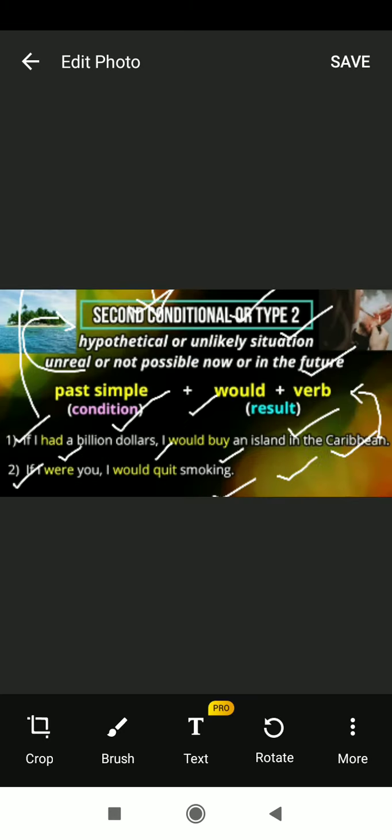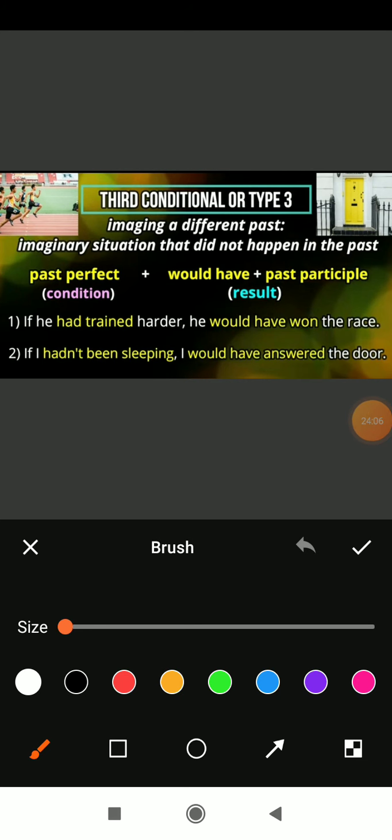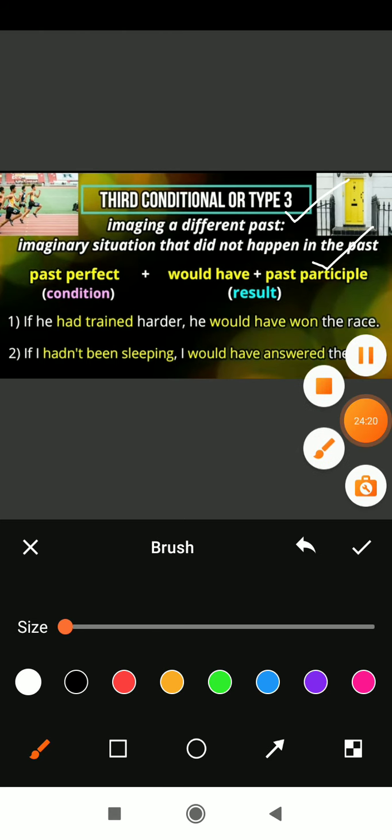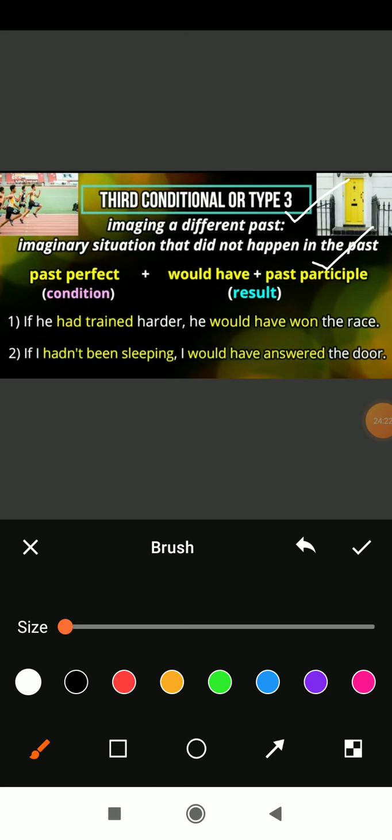Understood? All right. Now let's begin with the third conditional or type 3, the last conditional clause of the clauses here. So here what the definition says: imagine a different past. We are imagining a different past. Imaginary situation that did not happen in the past. Yes, so here we have imagine a different past. Imaginary situation that did not happen in the past is called the third conditional clause.